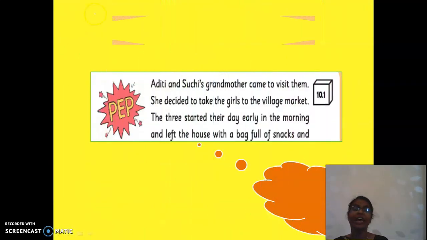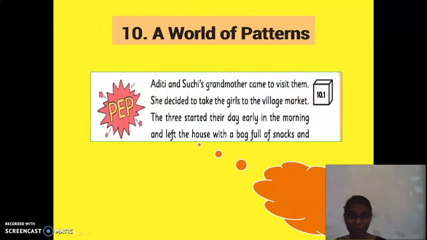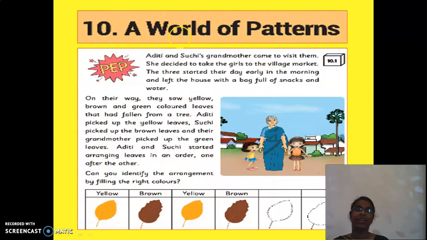What is our chapter name? Patterns. I have already told you to read the Pep activity and see what the story is about and what you understand from that story. Am I right? So read this Pep activity and identify what is given in it. Have you all read that? Are you able to read it? Okay, so what is the story about? Yes, with the grandparents. You too have grandparents at home, isn't it? They were going out to some places and they were seeing something around them. What are those? Yes, they picked some leaves.